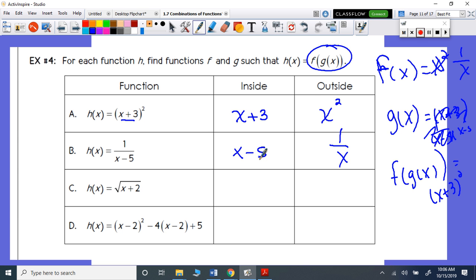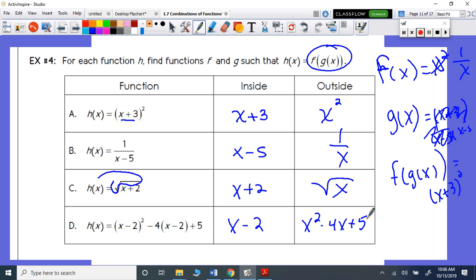You're going to look at the outside and the inside. Can anybody tell me what one of them would have been? Kylie, tell me for this guy. You got it, yep. So F and then G. Last one. Oh, Kylie, you're on fire. Inside of the x minus 2 and outside of the x squared minus 4x plus 5. Okay, so you're looking to see what was substituted into the original.